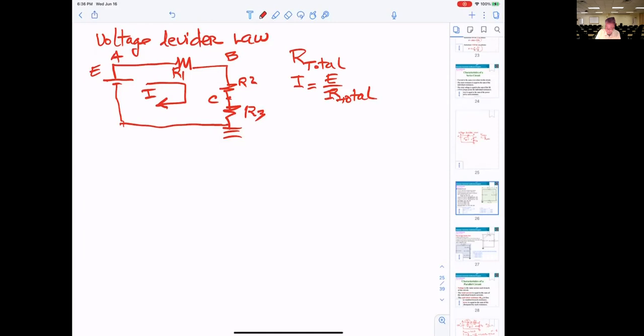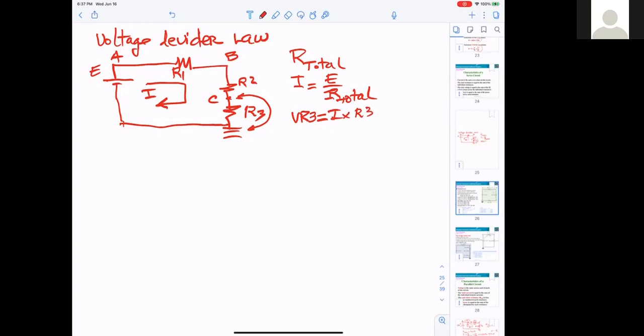Okay. If I want to calculate the VR3, how? That means the voltage here, C to ground. If I want to do a calculation for VR3, the voltage across the R3, what's the formula? I times R3. That's what I want. I times R3, right?